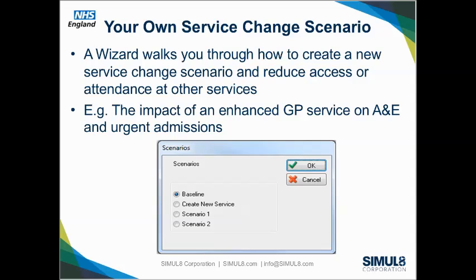So you would enter the total percentage proportion of your population that you wanted to have a look at that a service change relates to, and then it would walk you through the service scenario change wizard. So, for example, you might want to have a look at the impact of an enhanced GP service on A&E and emergency admissions, and you would anticipate a reduction in the acute activity.